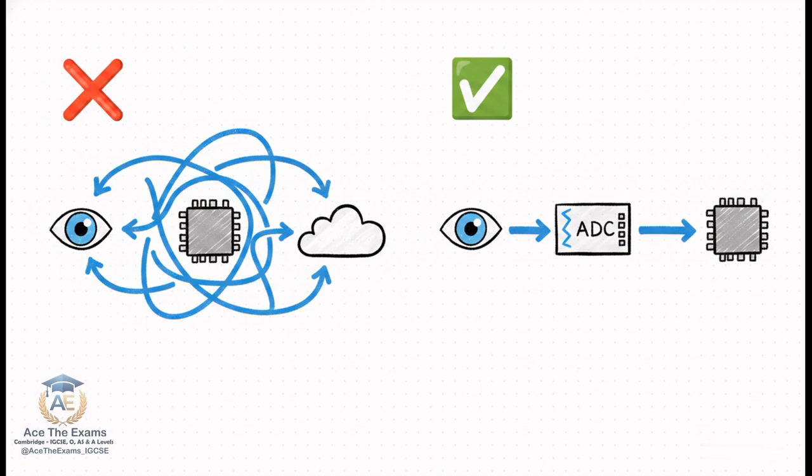It goes like this. 1. The sensor reads the analog data from the environment. 2. The ADC, or analog-to-digital converter, translates it into digital binary. 3. The microprocessor then compares that binary value against a stored Denary threshold. Notice how linear that is? Clarity of sequence directly translates to higher marks.